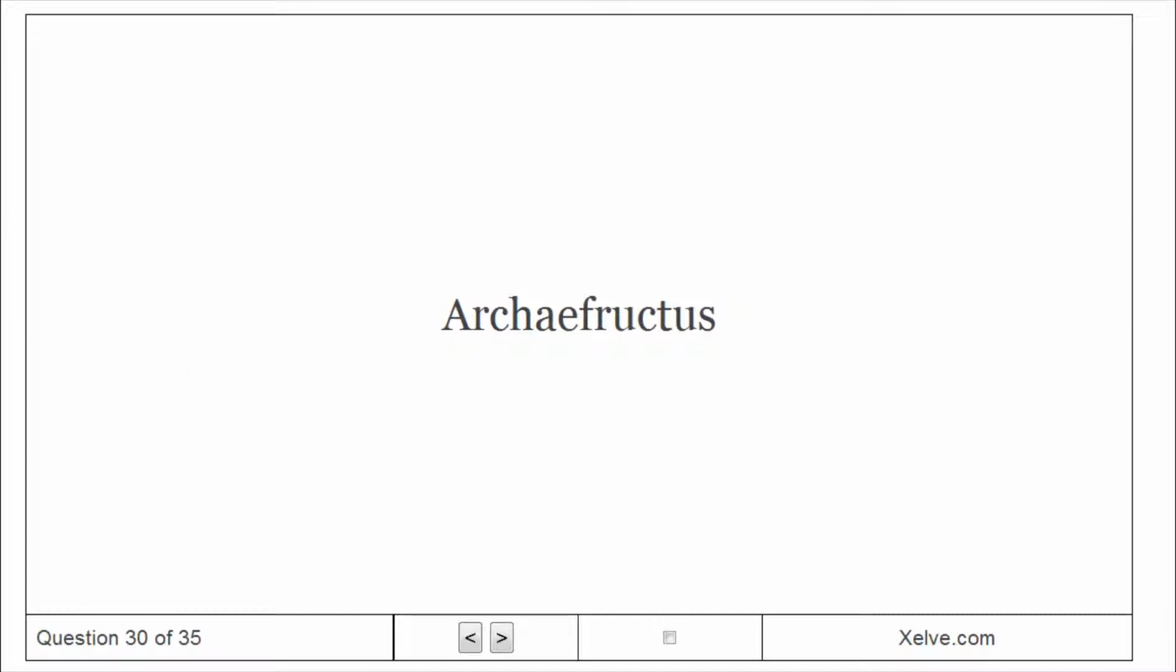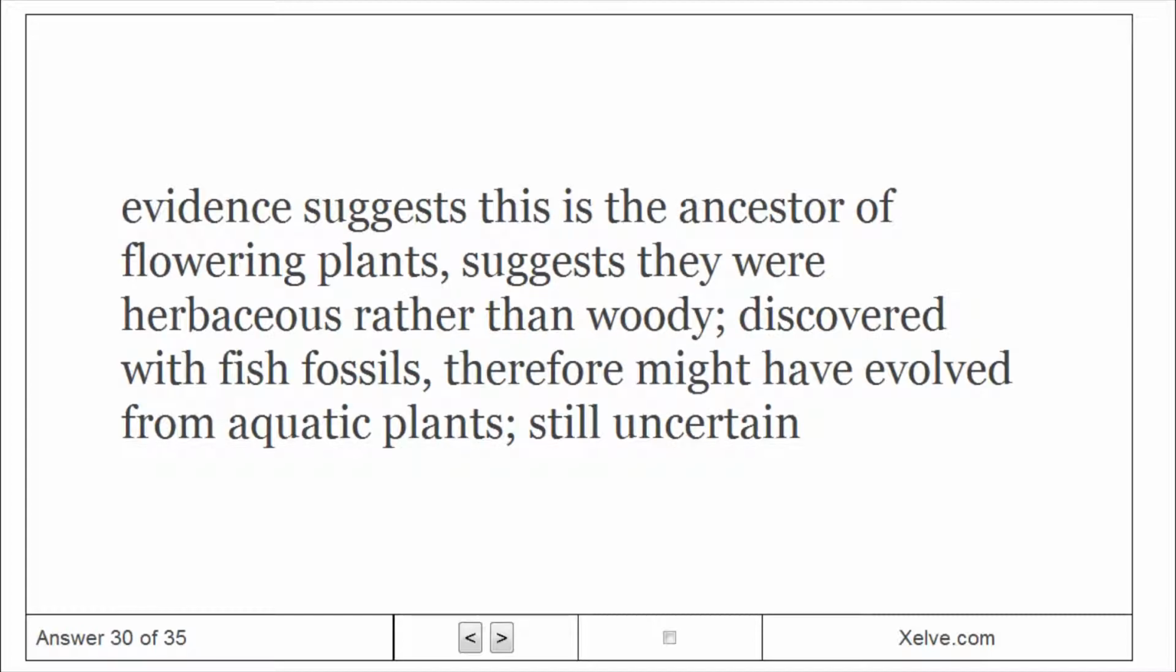Archaefructus. Evidence suggests this is the ancestor of flowering plants, suggests they were herbaceous rather than woody, discovered with fish fossils, therefore might have evolved from aquatic plants, still uncertain.